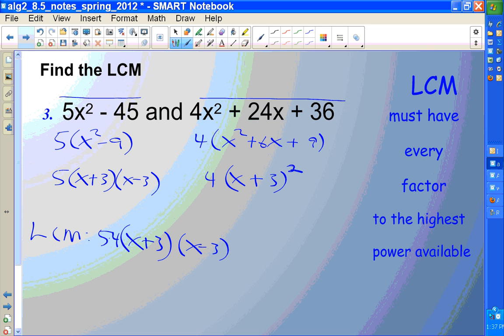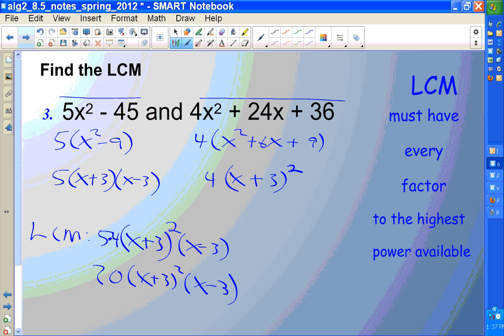Now the only factor that repeats between the two terms is what? Which one has the higher power? x plus 3 squared. So we want the square to be equal. So your LCM is going to be 20 times x plus 3 squared and x minus 3. Your LCM or your LCDs have to have every factor to the highest power available. Is that one? It is 5 times 4.